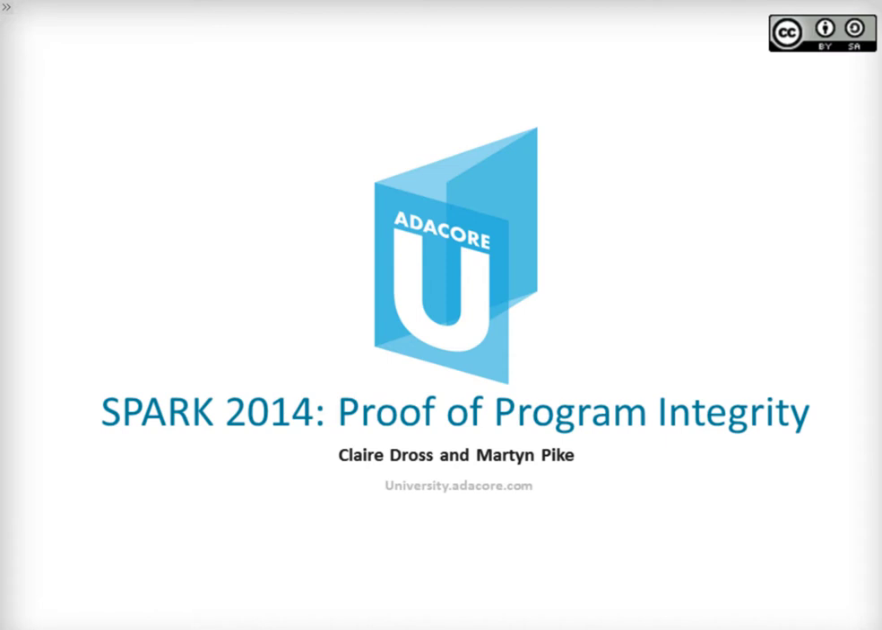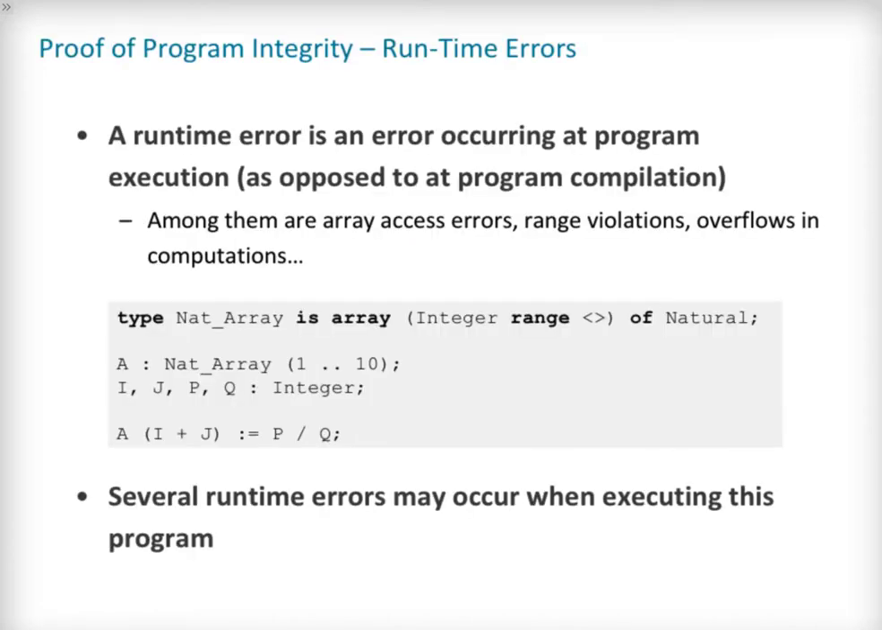The primary objective of performing proof of program integrity is to ensure the absence of any runtime error during the program's execution. There is always the potential for errors which can occur at program's execution, but will not be detected during compilation. These errors, called runtime errors, are those targeted by GNATprove's analysis capabilities. There are various kinds of runtime errors, including array out-of-range access, subtype range violation, overflows in computations, and division by zero being the most common.